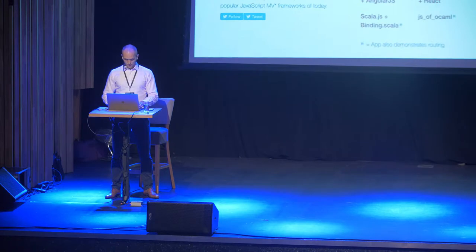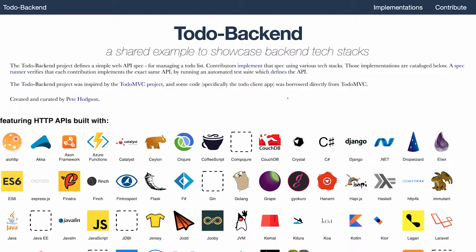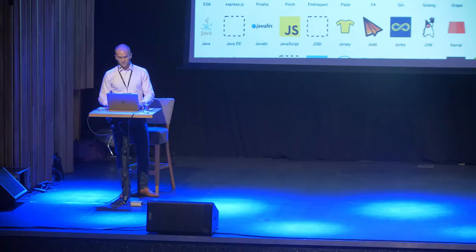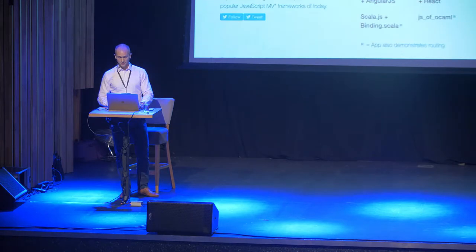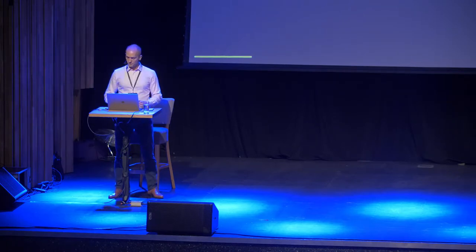And in addition to the To-Do MVC project, there's a corresponding project called To-Do Backend, which serves the same purpose, but on the backend side. So this project takes the to-do list functionality and shows different technologies on the backend side, how you can implement the same set of features using completely different technologies. And again, we'll be doing the same. So we'll implement the backend also in F#. So we'll create the To-Do MVC application both on the front end and the backend.